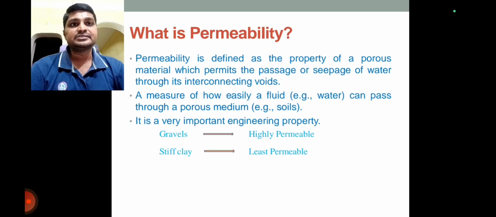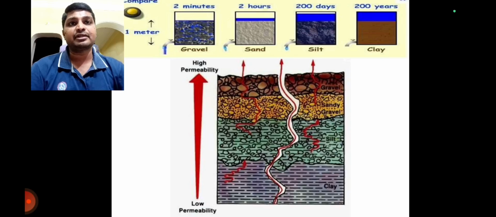That means we are taking soil as an example. It is a very important engineering property. When we observe different kinds of soils, gravel is highly permeable, while stiff clay is very least permeable. Then coming to the diagram, we are observing different soil masses with different permeable conditions. The gravel has high permeability, and coming to the clay, the permeability is very less.